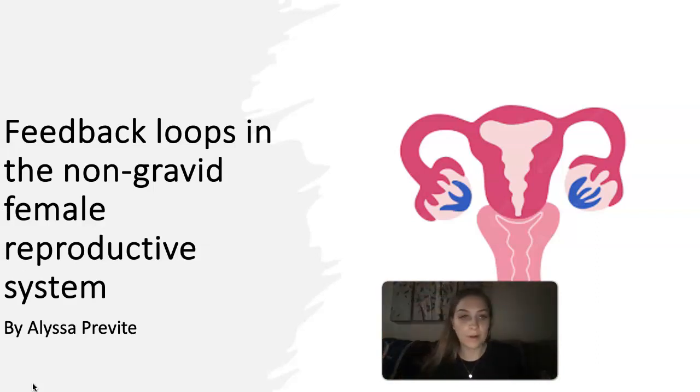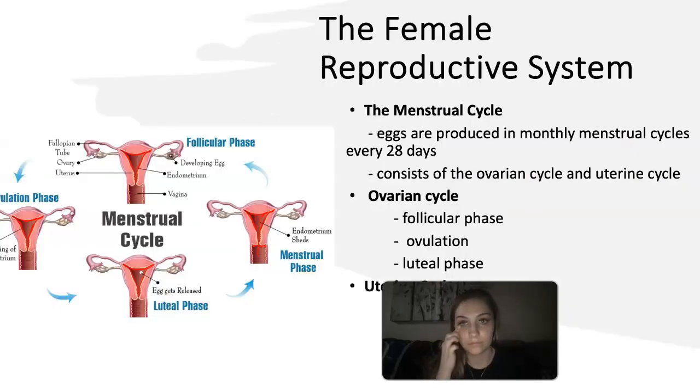Alright, so today we're going to talk about the feedback loops in the female reproductive system. The female reproductive system is the menstrual cycle. So the eggs are produced in monthly menstrual cycles, every 28 days usually. That's on average, but each woman differs. And it consists of the ovarian cycle and the uterine cycle. The ovarian cycle consists of the follicular, ovulation, and the luteal phase. The uterine cycle is menses and the secretory phase.